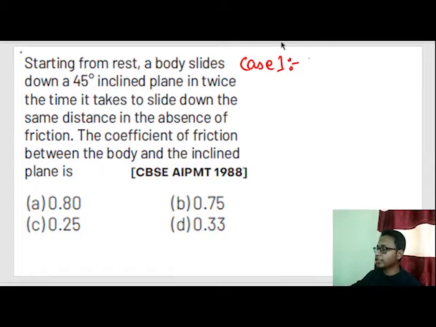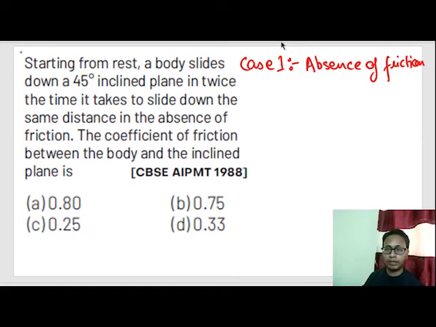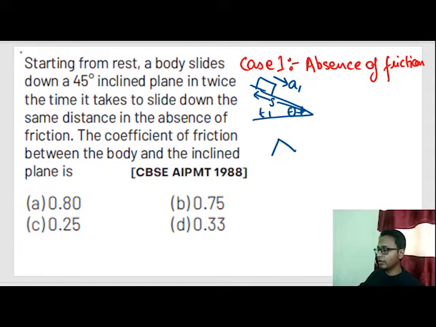Okay, case 1, absence of friction. Body was sliding down. This was theta. Okay, this was the block. And it moves this distance, or this is s, in time t1. So in order to move this distance, there was some acceleration a1. Okay, so now let's draw the FBD or free body diagram.